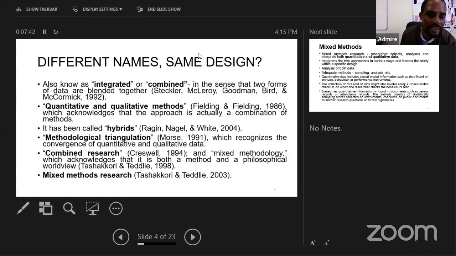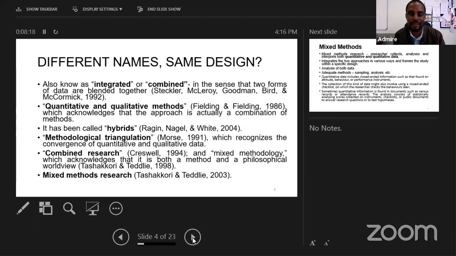Some, as I already pointed out, would call it methodological triangulation, which recognizes the convergence of quantitative and qualitative data. So you have a convergence of these two approaches in one single study or in multiple studies, which we call methodological triangulation. Some also call it combined research, but essentially the term that is now mostly used by many scholars is mixed methods research.